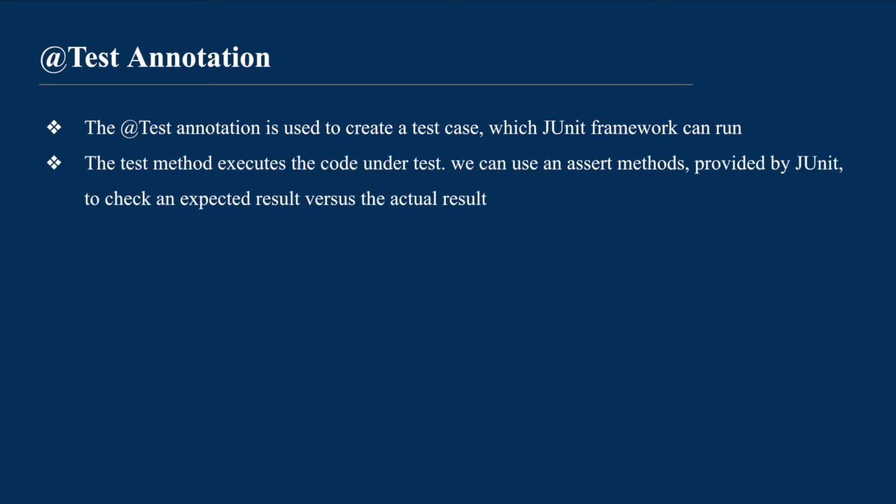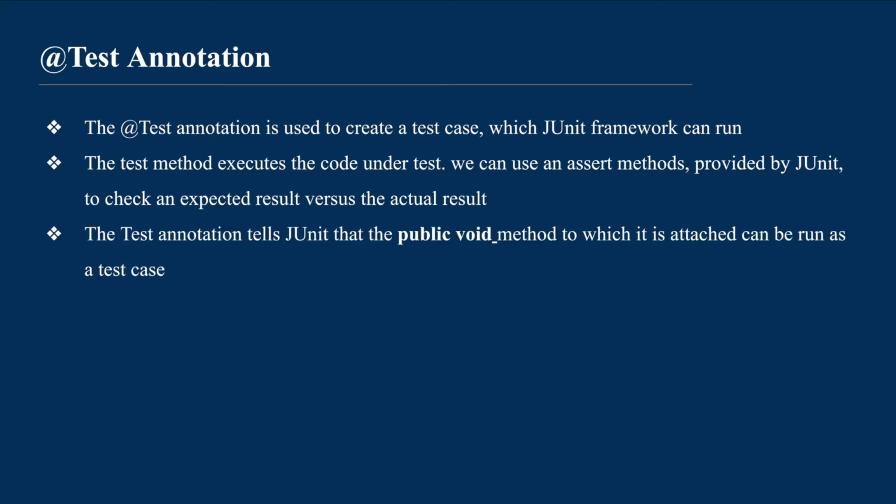The test method executes the code under test. We can use assert methods provided by JUnit to check an expected result versus the actual result. So whatever test methods we are going to create, which we will annotate with the @Test annotation, will execute the code under test, and we are going to use assert methods in order to verify the results.